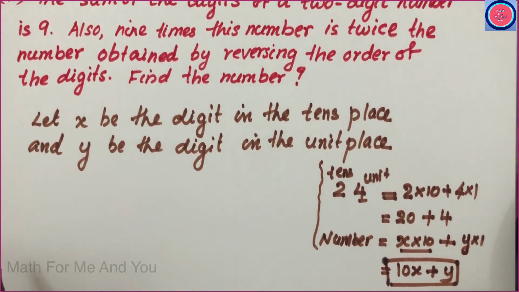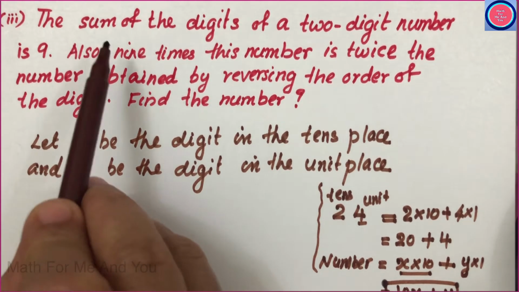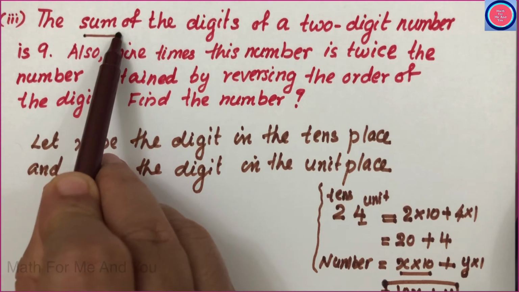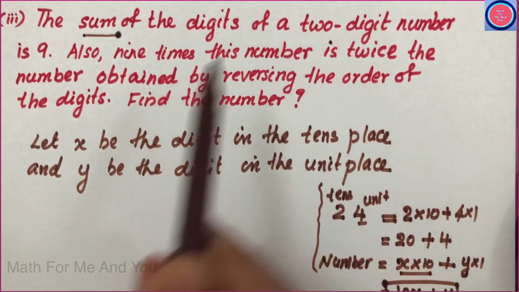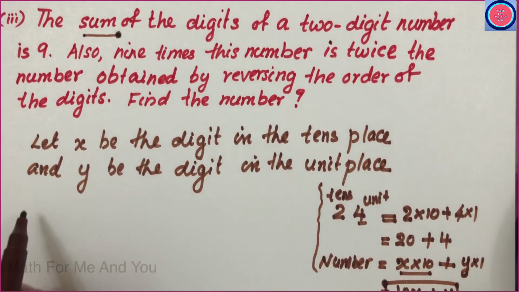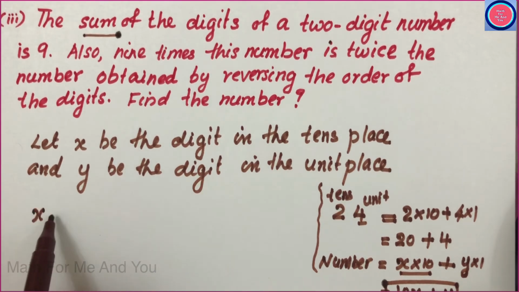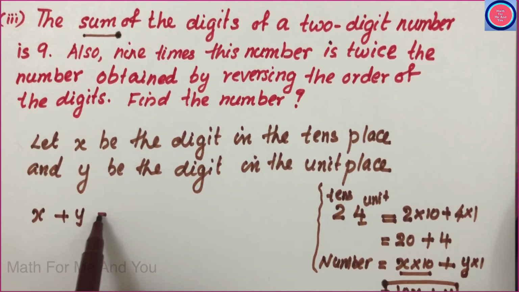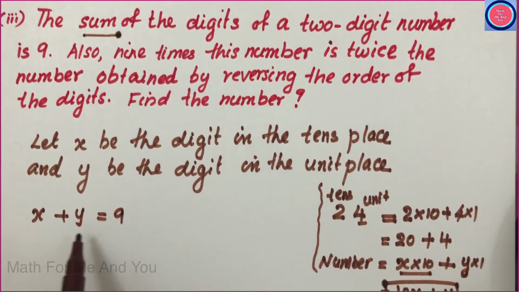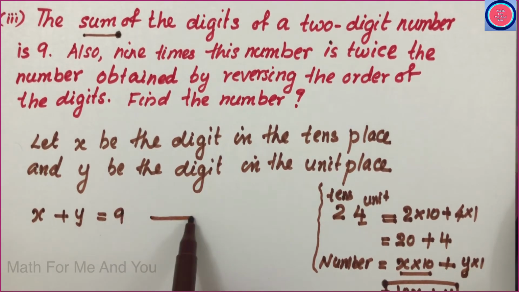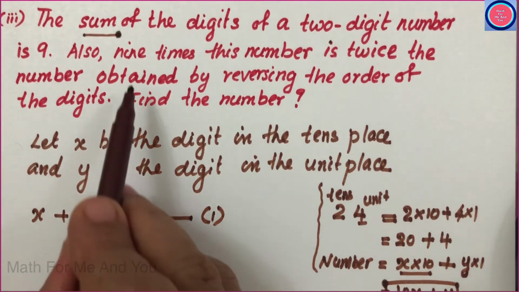Now we can come back to the question. It is given that the sum of the digits of the 2-digit number is 9. Sum means plus, total. 2 digits. What are the digits? We have taken the digits as x and y. So we get an equation, x plus y, the sum, is equal to 9. And this equation is a linear equation with the variables x and y. We can put it as equation number 1.